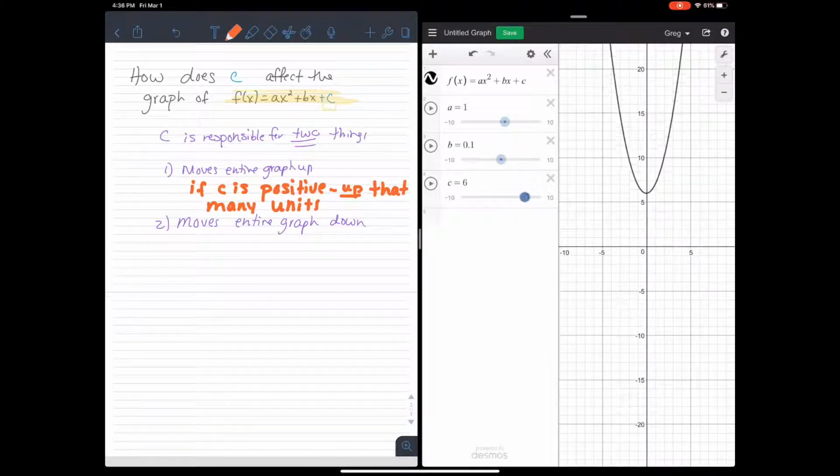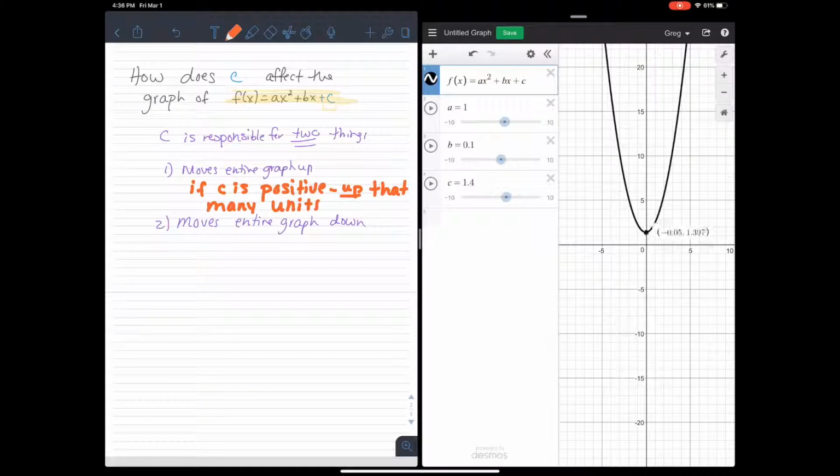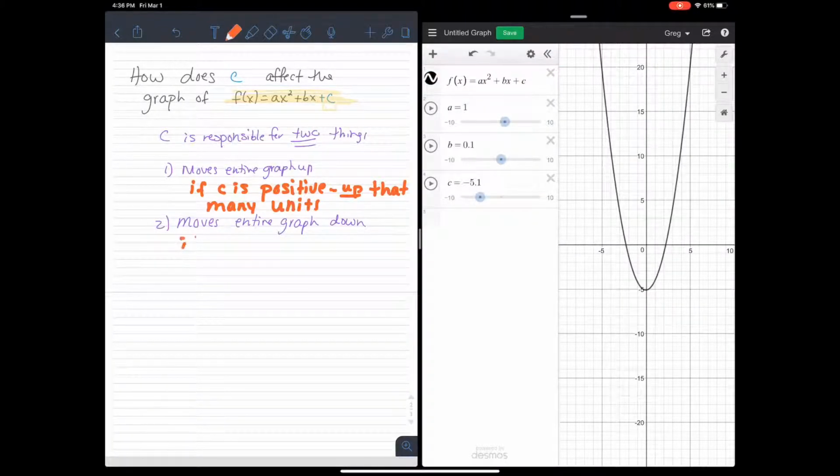What I mean by that is, if c was 6, we can see that the graph went up 6 units. If I set c to 1.4, the graph went up 1.4. You can see my calculator is rounding it to 1.39. Now, if I set it to a negative number, it's going to go down. So if c is negative, it goes down that many units.